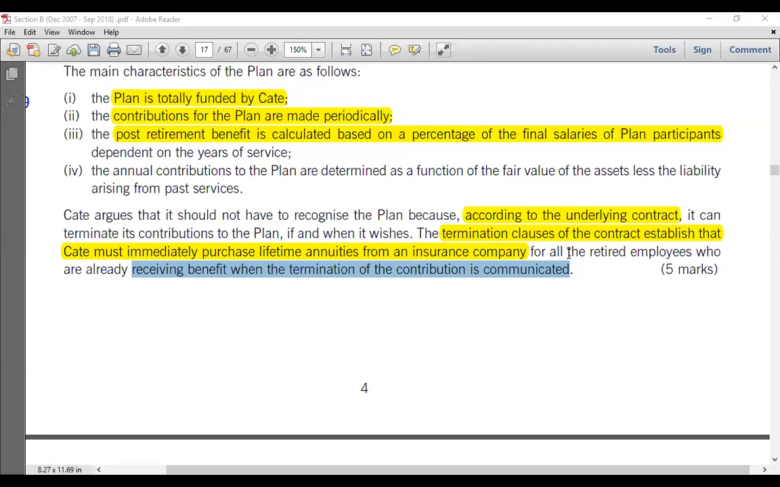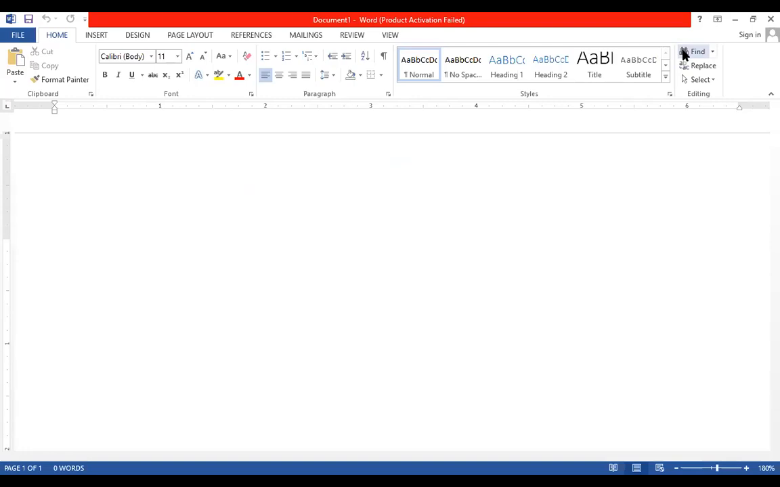So if we write an answer to this question, Imran is saying it means that Kate has to pay anyhow from insurance. Exactly, that's the point. Cindy is saying, please repeat your last point. Cindy, the last point was that we have to pay the amount either we pay the contribution or we purchase the lifetime annuity.